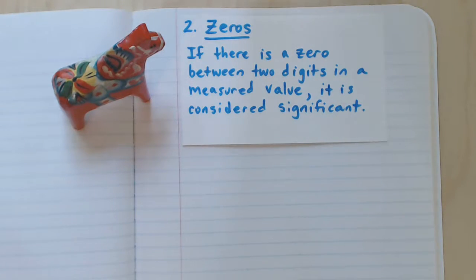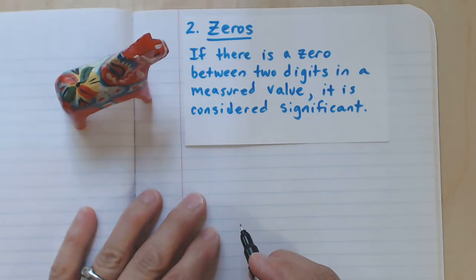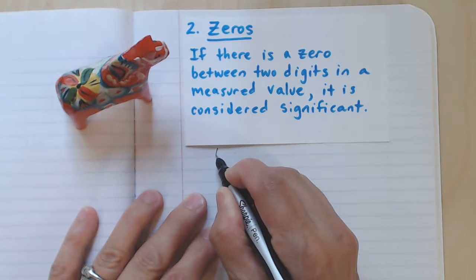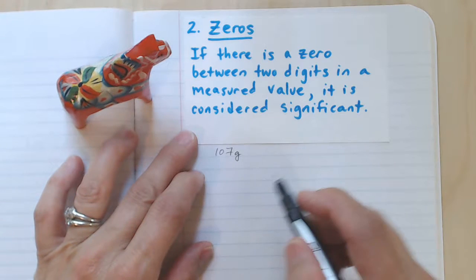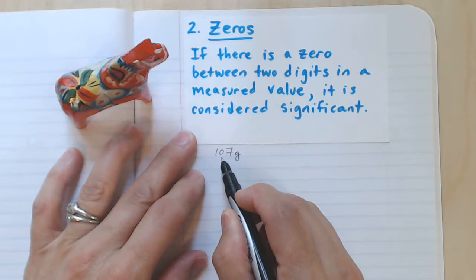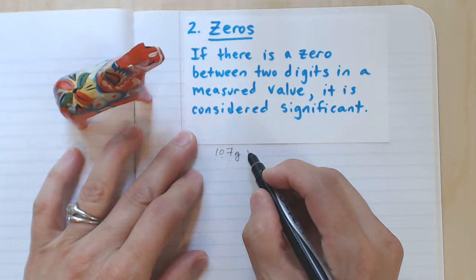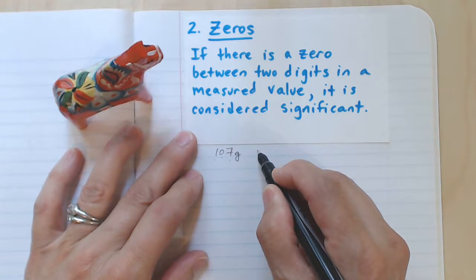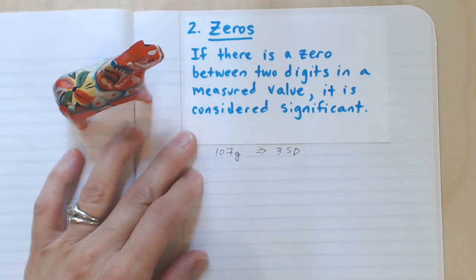Now regarding zeros, if there's a zero in the measurement that's between two digits, that zero is considered significant. So in the case of this wooden horse, its mass was measured and the mass was found to be 107 grams. And those 107 grams, that measurement has a zero in between the 1 and the 7. Well, no matter that it's a zero, that doesn't matter at all. It's significant. So therefore, there are 3 significant digits in this mass measurement.